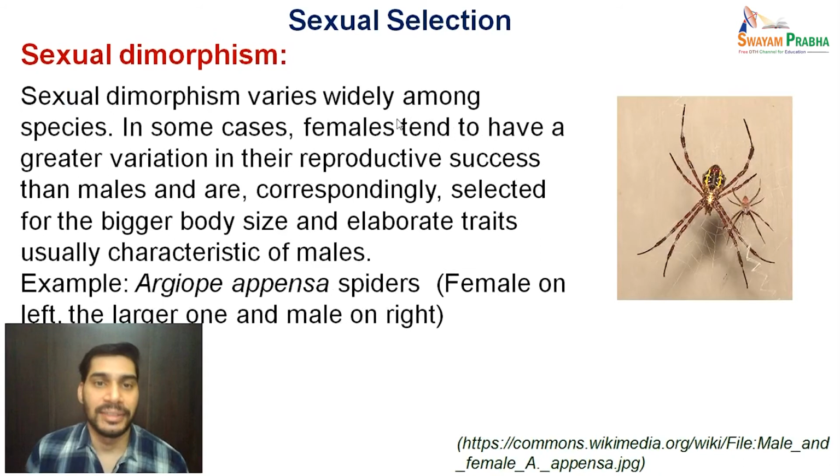Sexual dimorphism varies widely among species. In some cases, females tend to have a greater variation in their reproductive success than males and are correspondingly selected for the bigger body size and elaborate traits, usually characteristics of males. So it is not always the males which are being selected by the females, it can be the vice versa situation as well. Here you can see the example of Argiope spiders. The female is the one on the left side, of much larger size as compared to the males, which are of very small size as seen in this image.